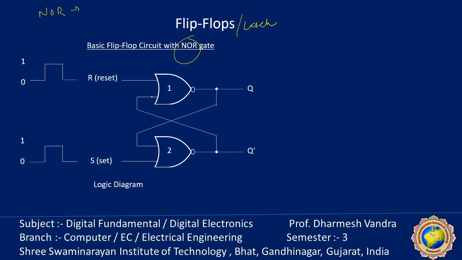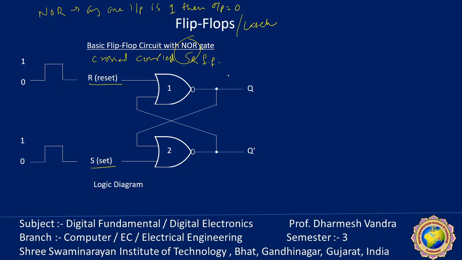what happens if any one input is 1, then the output is equal to 0. Remember that. This is the basic behavior. So in the basic flip-flop with NOR gates, the two inputs reset and set are called external inputs, while the outputs are cross coupled. So it is also called a cross-coupled SR flip-flop or SR latch.